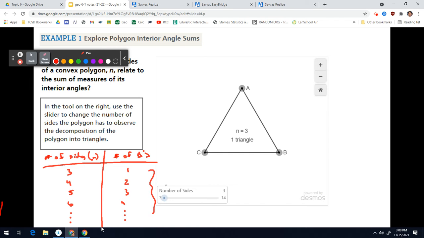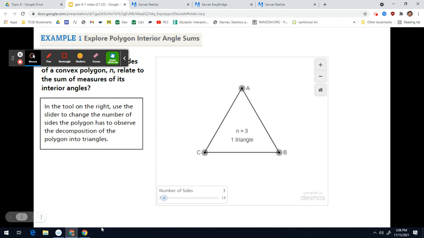So the idea is that if you take the number of sides and subtract 2, that's how many triangles your convex polygon can be broken into. And let's recall that each triangle equals 180 degrees. Very important. So how is that going to come together into talking about how much the angles in a polygon add up to? Let's take a look at the next screen.